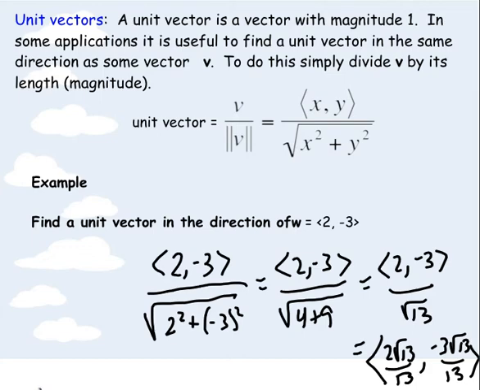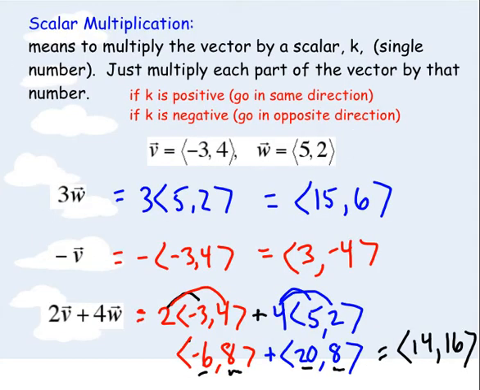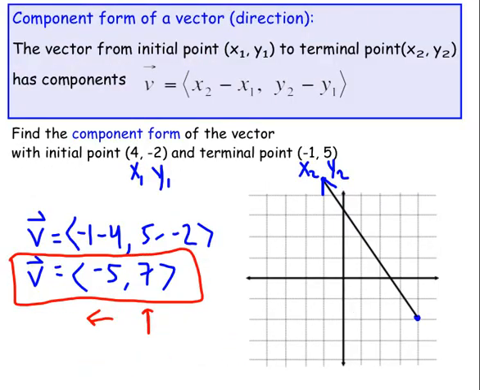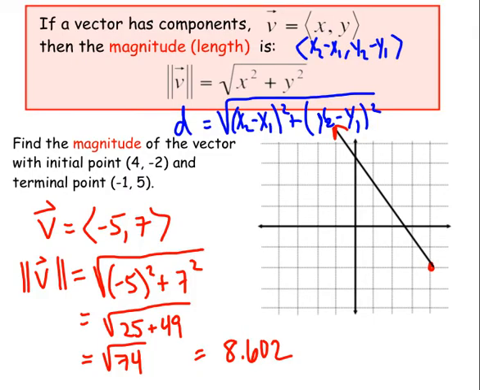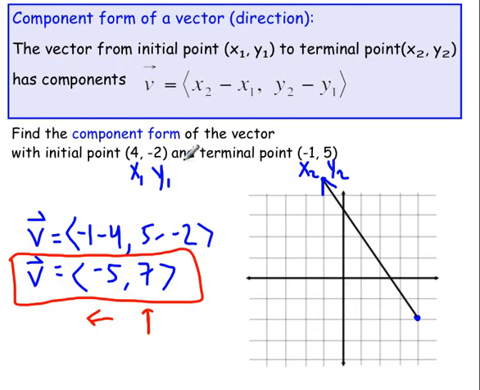And I just want to go back really quick to the very first page. No, not the first page. This page right here. A lot of the problems going forward were already in vector form, but you're going to have to go back to the beginning in some of the homework problems, and they're going to give you 2 points, and you have to put it in vector form. So just remember this formula, okay?